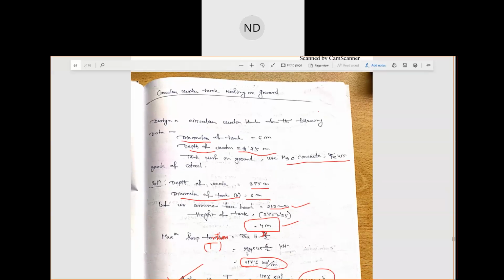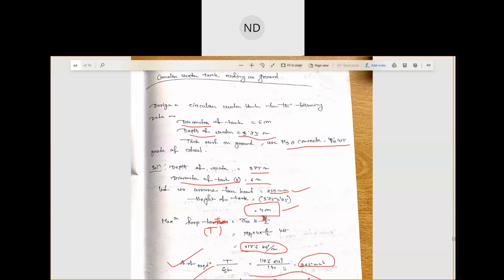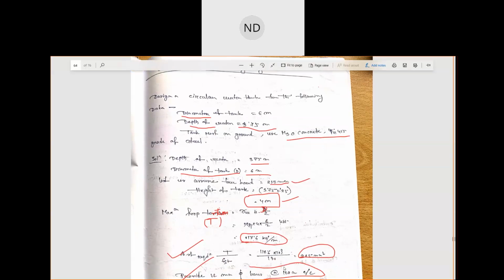So gamma W we know 9.81, H we know this is the height of the tank 4 meter, and D the diameter of the tank is 6, by 2. Okay, so ultimately we got our hoop tension to be 117.6 kilonewton per meter. Now once we know this tension, we can find out the area of steel required. The area of steel required will be hoop tension T by sigma st, and sigma st we know, this much, 130.